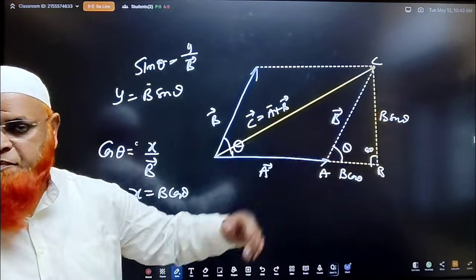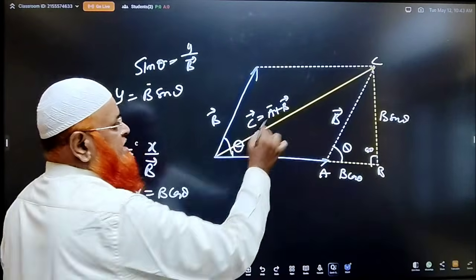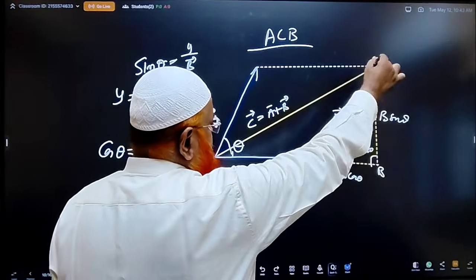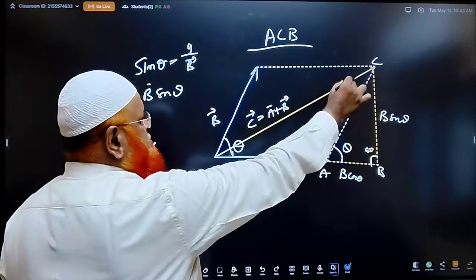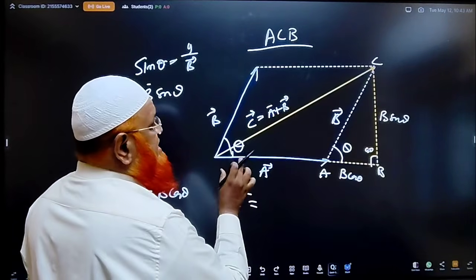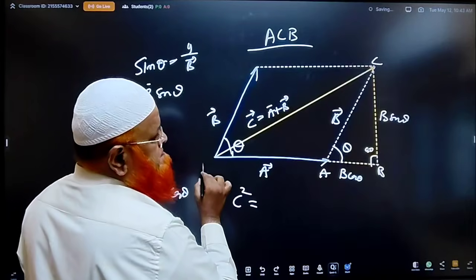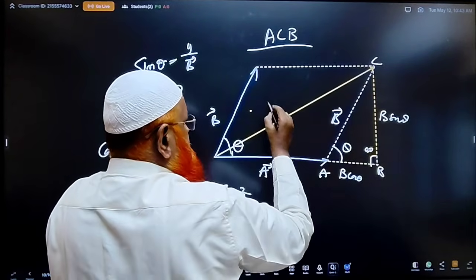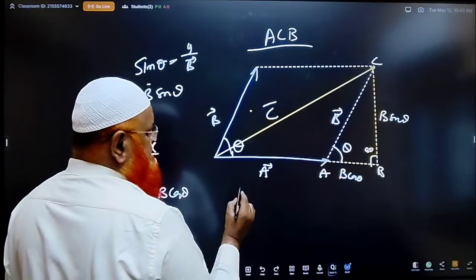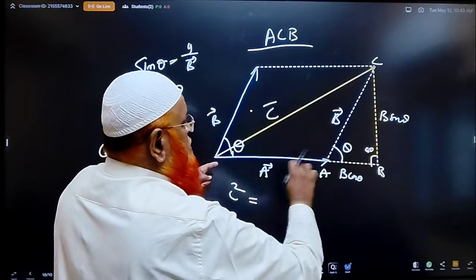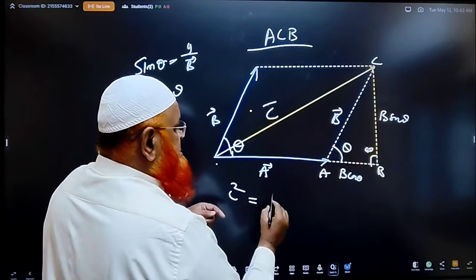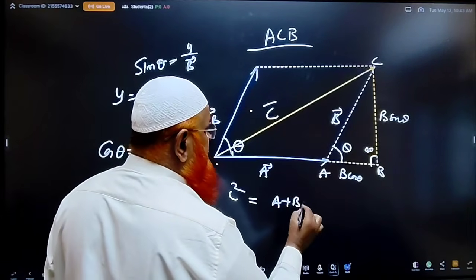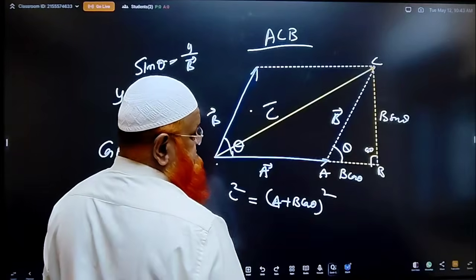Same thing I will do. I apply the Pythagoras theorem now. I will take this triangle. What is that triangle? I take ACB as a triangle, in which AC square is taken as C square. This is going to be C bar, which is C square, and this total length means A plus what is this? This total you have to add, no? AB you have to add, which is nothing but (A plus B cos theta) whole square.